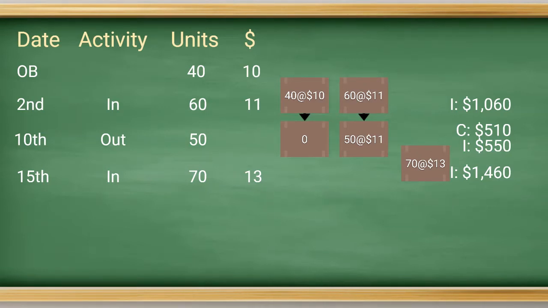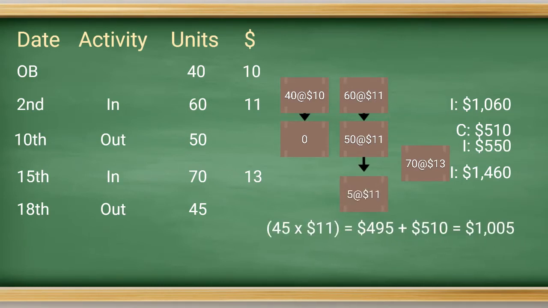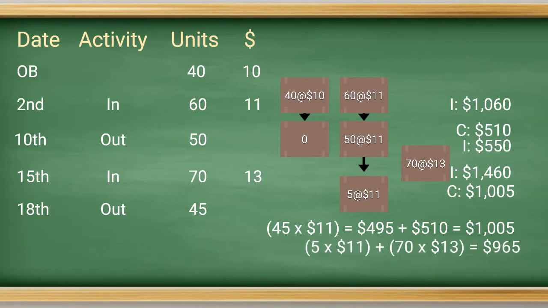So let's move to our next activity, which is a sale on the 18th of 45 units. Which units do the 45 units come out of? Well, in this case, there are enough $11 units, which represents the oldest inventory on hand. This results in our cost being $495 for this transaction, and a total for the month of $1,005. Our remaining inventory is 5 of the $11 units and 70 units at the $13 price. So our inventory balance is now $965.